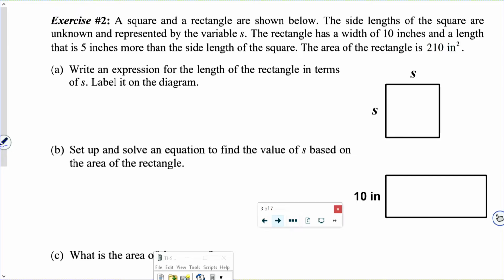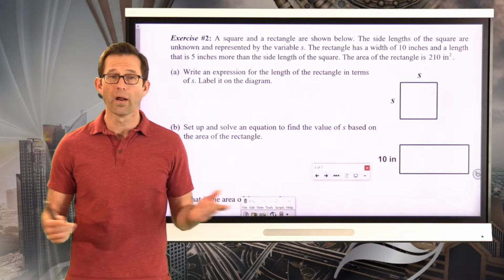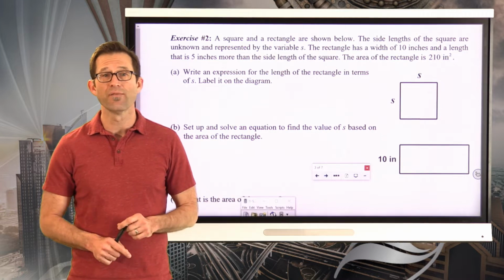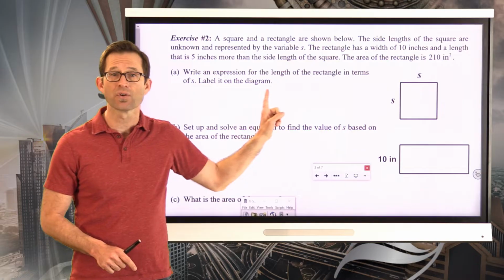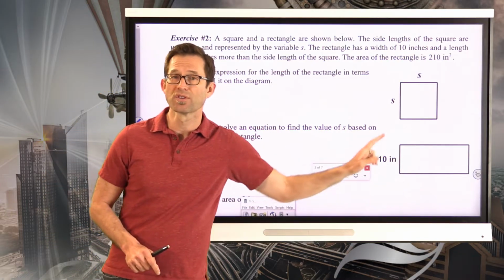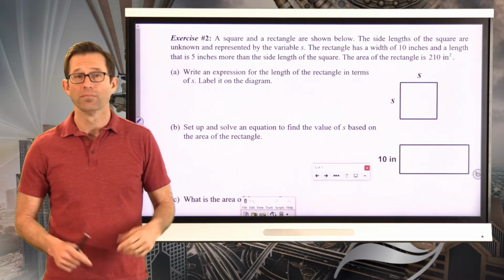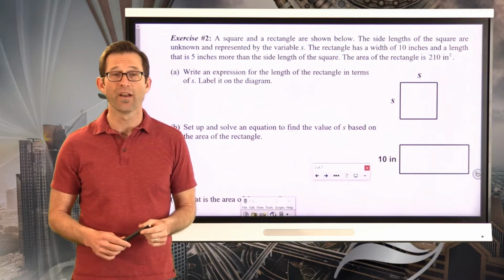Letter A asks us to write an expression for the length of the rectangle in terms of s and label it on the diagram. All right, that's easy enough. Why don't you pause the video, make sure that you've read through the problem carefully enough that you can then answer letter A, and then make sure to also label on the diagram that answer to letter A.